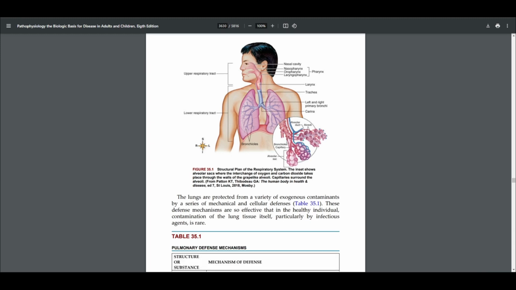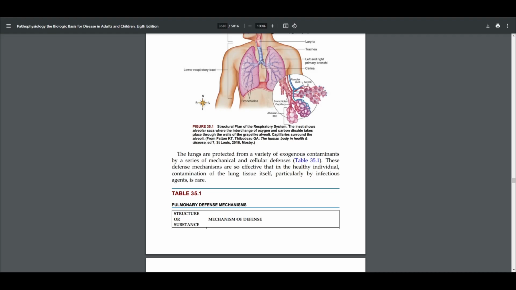So, looking at the structural plan of the respiratory system, the inset shows alveolar sacs, where the interchange of oxygen and carbon dioxide takes place through the walls of the grape-like alveoli, the capillaries surrounding the alveoli. And we see that here in the picture. Also, the upper respiratory tract and the lower respiratory tract.